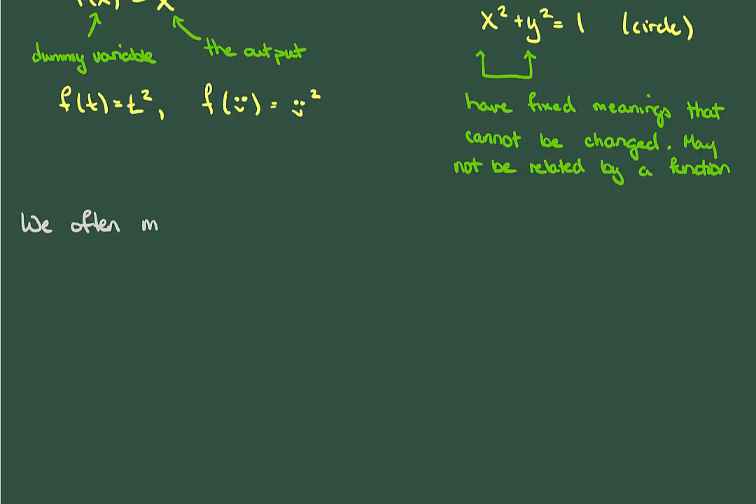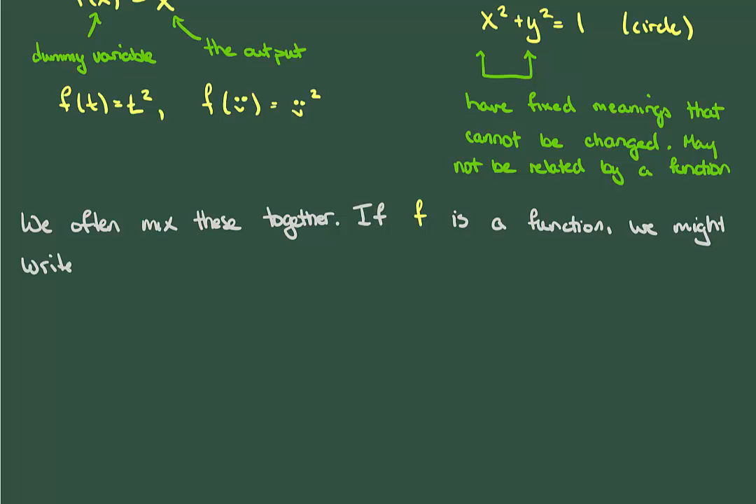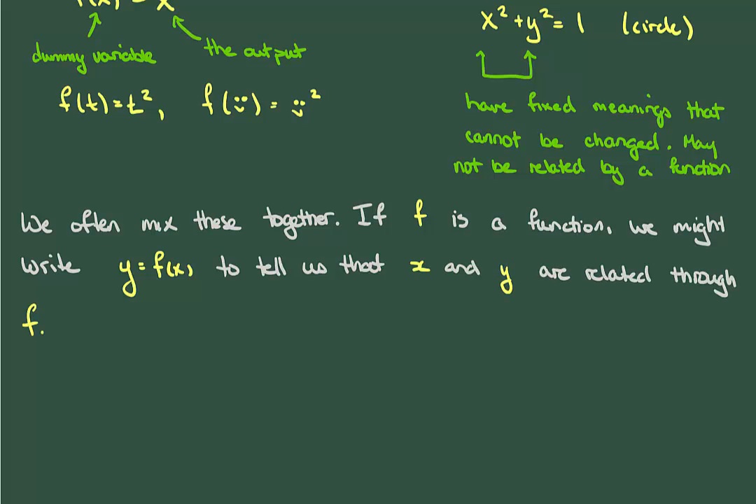Now, we often mix these things together. We might use a function to describe the relationship between two variables. For example, if f is a function, we can write y equals f of x to say that x and y are two defined variables related to each other through the function f. However, this is not the definition of f, okay? And I want you to keep that in mind.